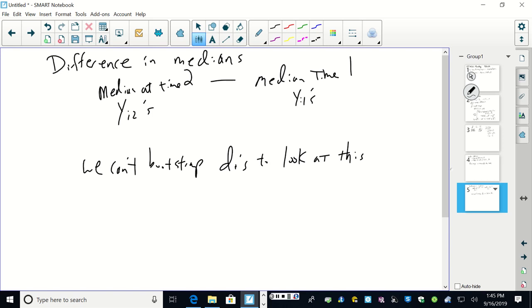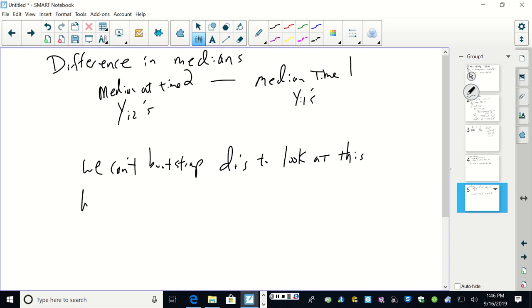To calculate these two things, the median at time 2 and the median at time 1, we need the y's at time 1 and time 2. So could we take one bootstrap sample of the yi2s and one bootstrap sample of the yi1s as if they were independent samples? No, because it's linked, matched data, pairs. So how could you bootstrap the data in some way so that you preserve the matching structure and you see the original y2s and y1s?